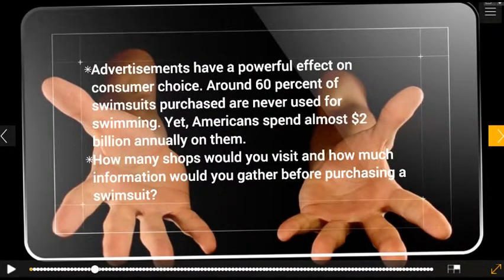Advertisements have a powerful effect on consumer choice. Around 60% of swimsuits purchased are never used for swimming, yet Americans spend almost $2 billion annually on them. How many shops would you visit, and how much information would you gather before purchasing a swimsuit?